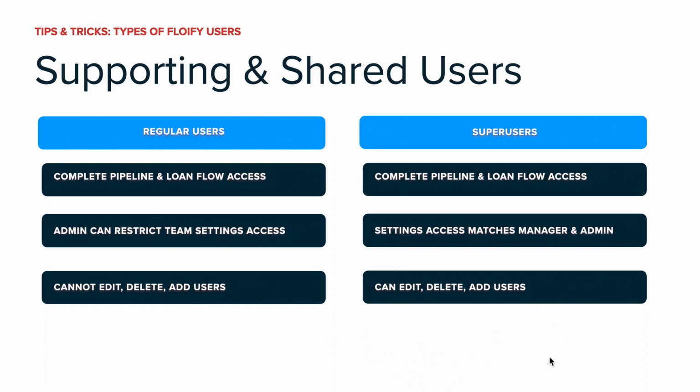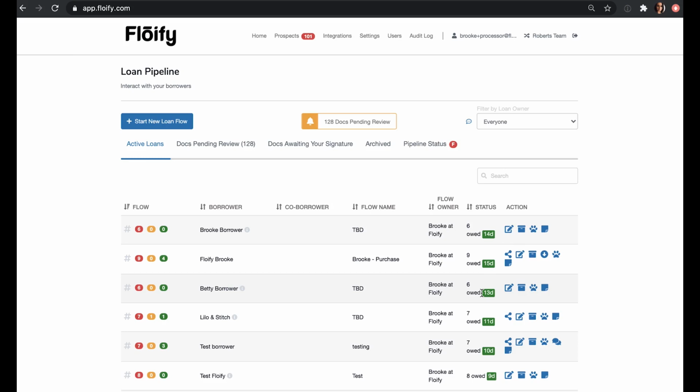Let me start sharing my screen. So I'm now logged into a supporting user's account, and this supporting user actually has super user access. So we can see here that I still have access to the complete loan pipeline. So I have access to all of the borrower's information. I can edit the loan flows, archive loan flows, change the loan activity notices, see all the docs pending, etc. And then at the very top, I still have access to the prospects, the settings, the users, the audit log, etc. But I now see my email address is for my specific account.